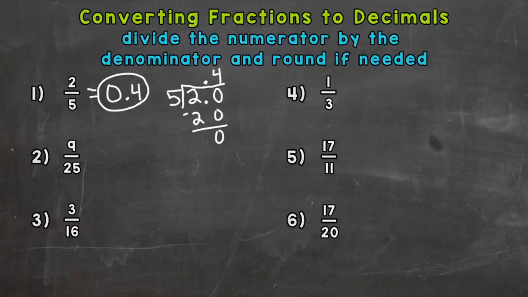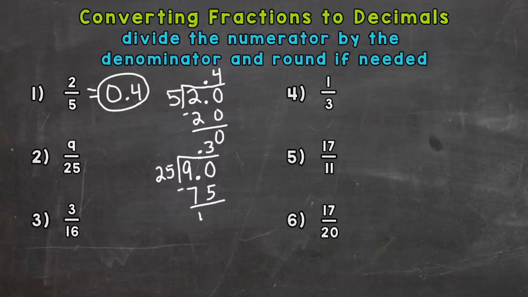Number 2, 9/25. I'll do this one by hand as well. So 9 divided by 25. So we need to extend our division problem with a decimal and a 0, because we can't do 9 divided by 25 and get a whole number. We can't pull a group of 25 out of 9. So now we think of this as 90. How many whole groups of 25 out of 90? Well, 3. 3 times 25 is 75.